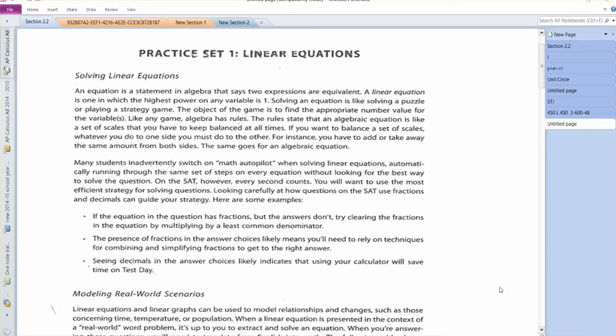Welcome to a video that discusses strategies for linear equations on the SAT math section. So let's talk about the basics of solving linear equations.